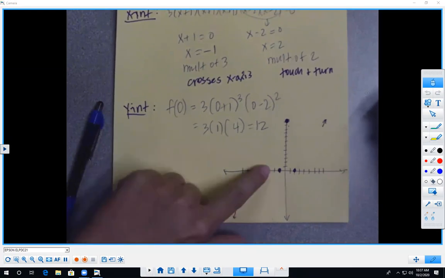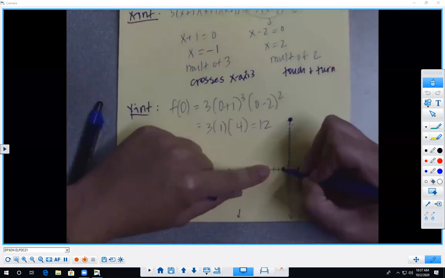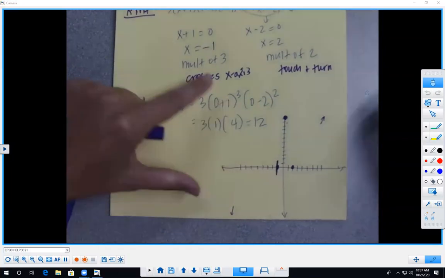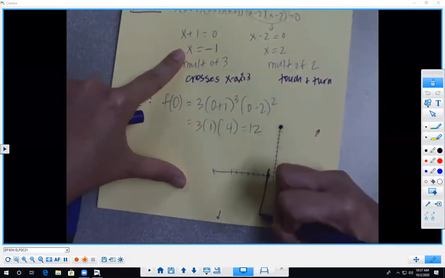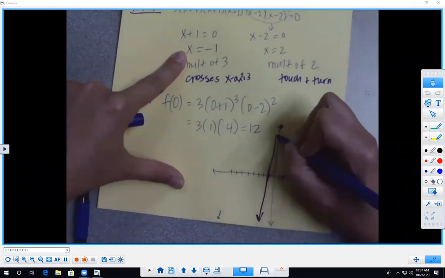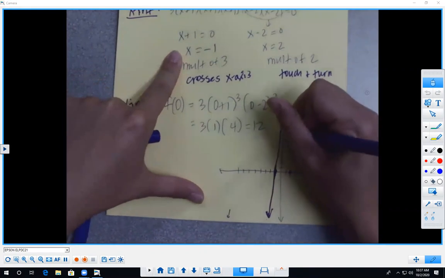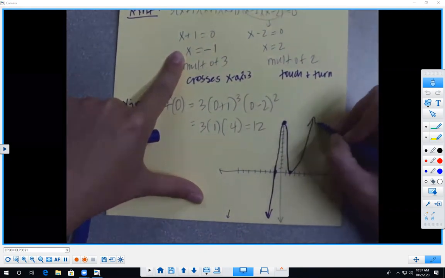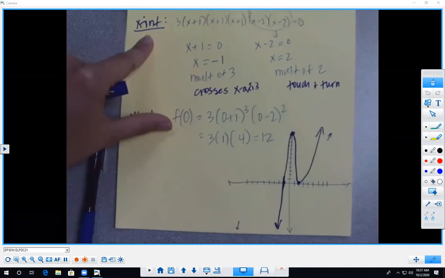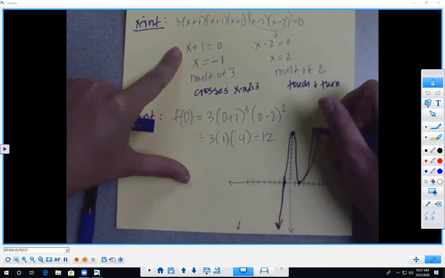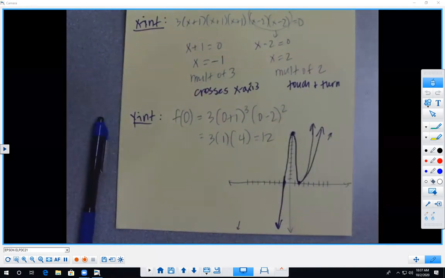Okay, so at -1, it crosses. Usually if it crosses, I just put a kind of straight line through it because it tells me that it goes all the way through, and then the other one's going to bounce off of it. So this one needs to go down to -infinity. It's going to come up, touch your x-intercept, come back down, bounce off of that, and then come back up over here somewhere. It may be a little more like this probably, actually, but you get the idea.